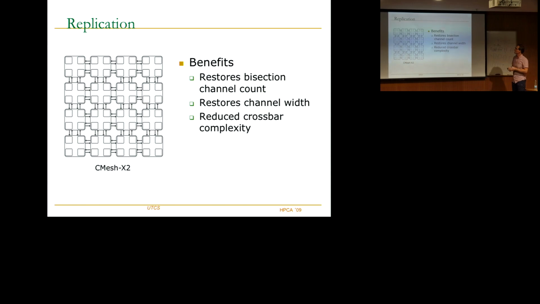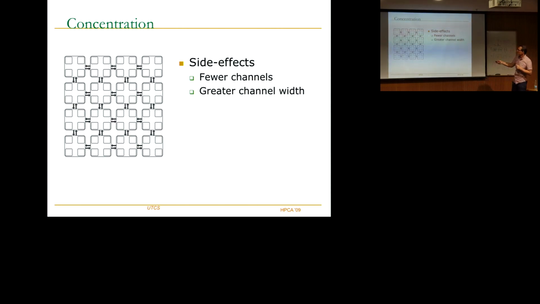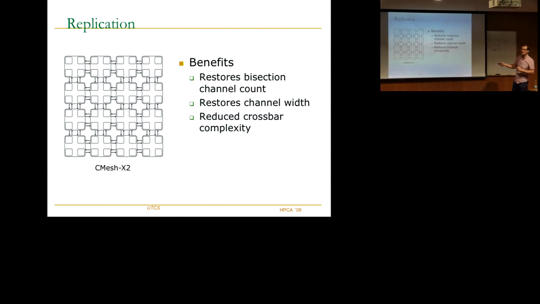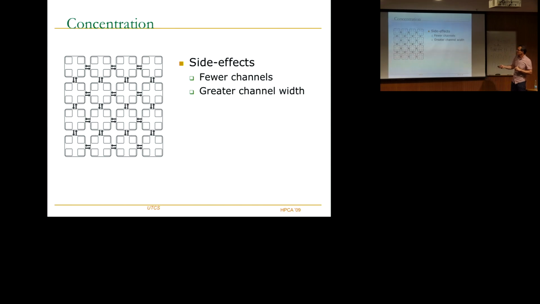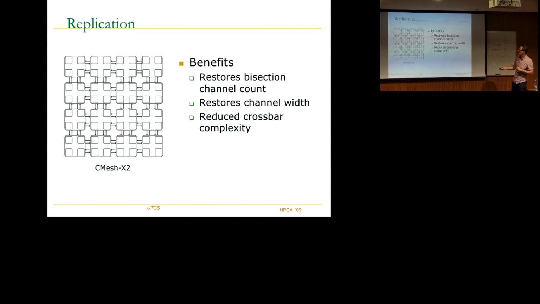Okay, so replication is another thing. You basically replicate the channels as opposed to concentrating them. You concentrate internally, but you have 2 channels over here. You get bisection channel count. As opposed to keeping bisection bandwidth constant and making channels wider, you actually partition the channels, right? Or replicate, in this case. You restore the channel width, you reduce the crossbar complexity. You can think of this as concentrated mesh. This is concentrated mesh times 2 with lower channel bandwidth, but you have multiple channels.